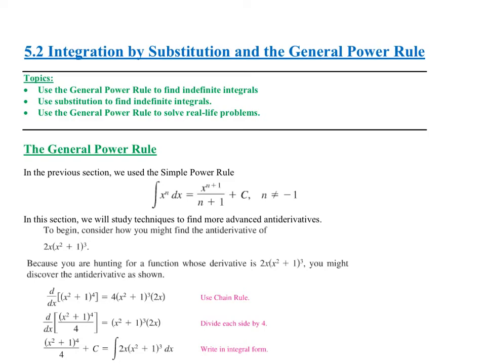Now that we know a little bit about integration or anti-differentiation, which is doing the derivative backwards, and we learned some of the traditional rules, like you can pull out constants, we learned the power rule. Now we're going to move on to a new section, 5.2, which is integration by substitution and the general power rule. This is one of my favorite sections to teach for integration rules.